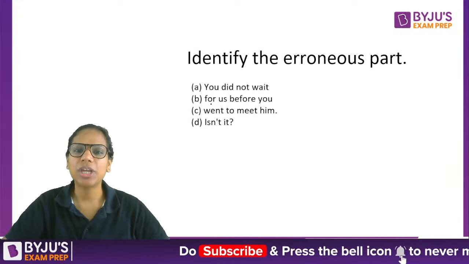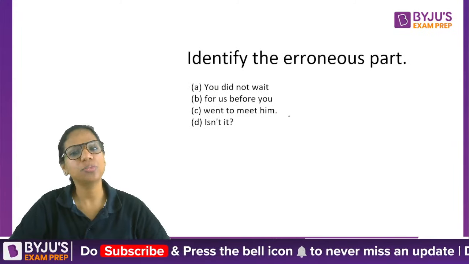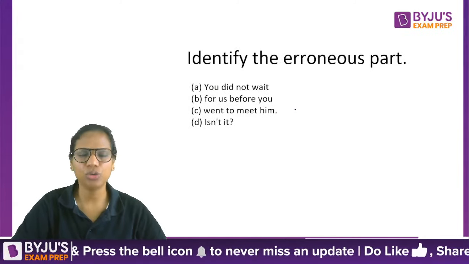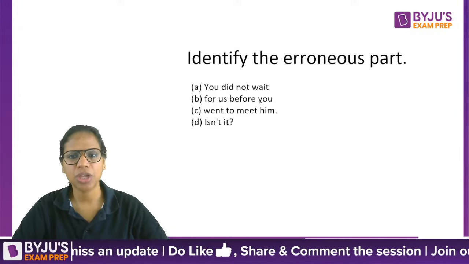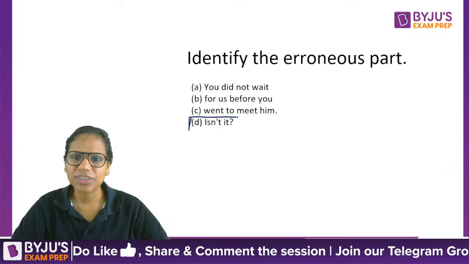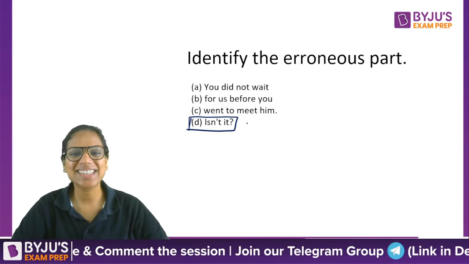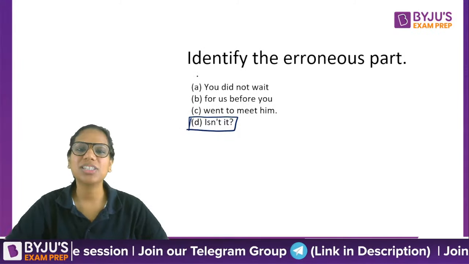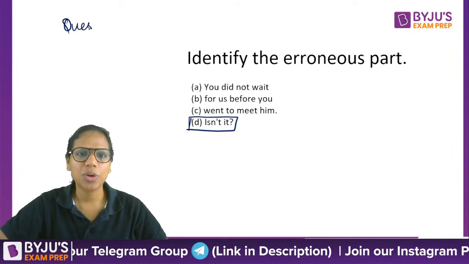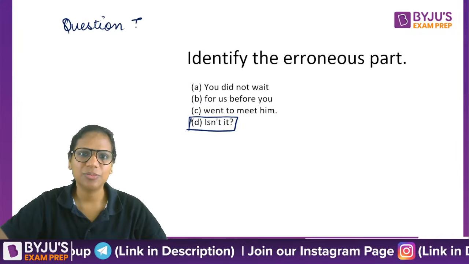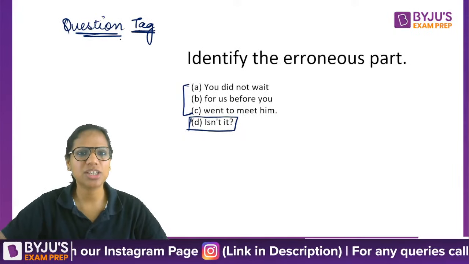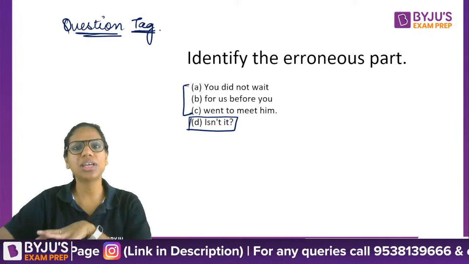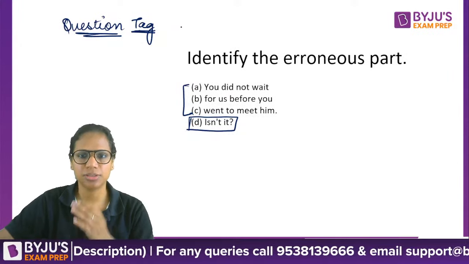You did not wait for us before you went to meet him. This is correct. No error here. Now, isn't it? This is the erroneous part. This is what we call a question tag. These small little questions that tag along with a main sentence are called question tags. Question tags have to follow certain grammar rules.